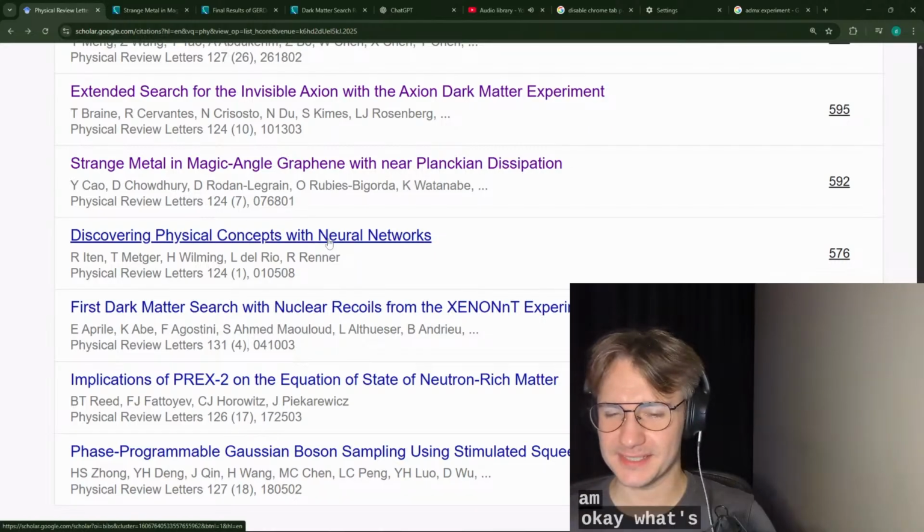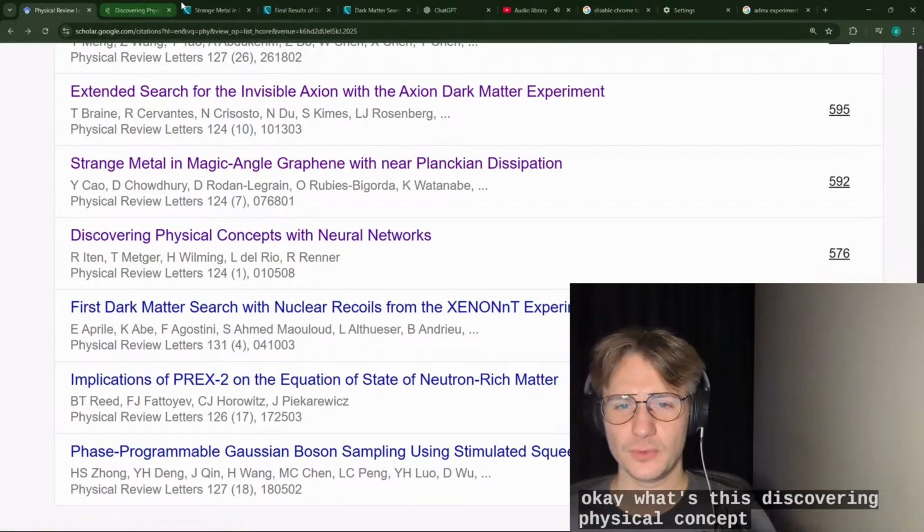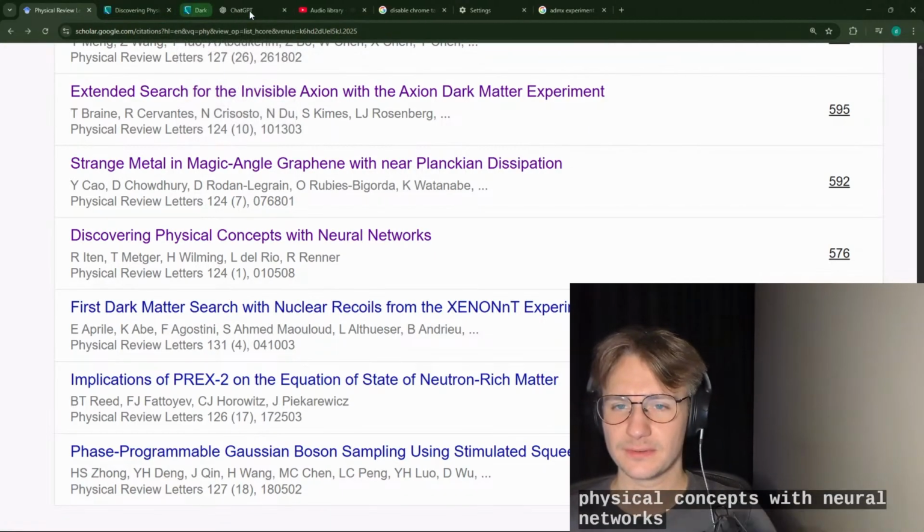Okay, what's this? Discovering physical concepts with neural networks. Let's take a look at that.